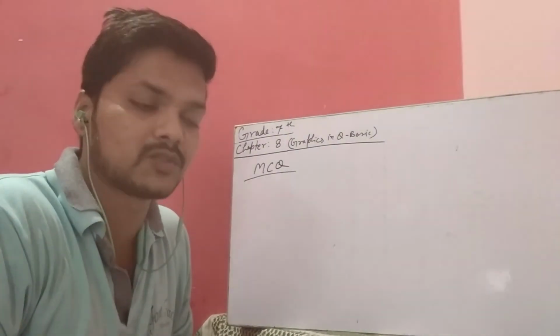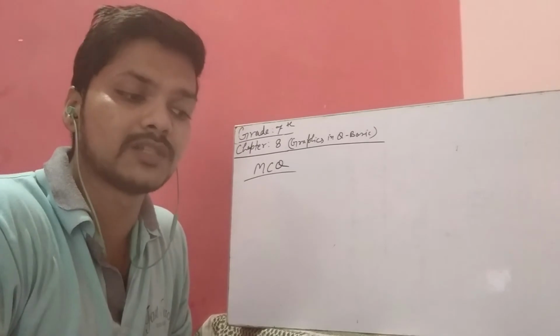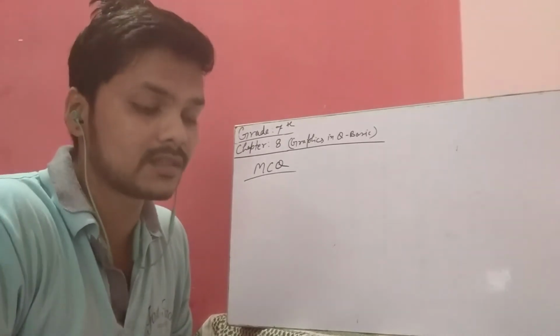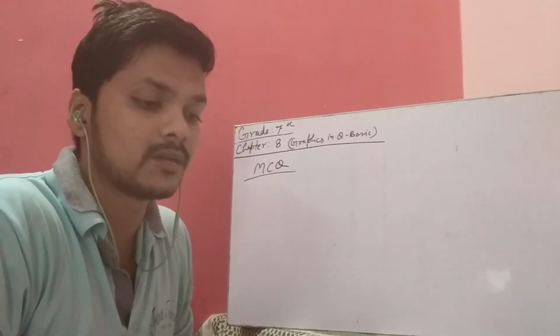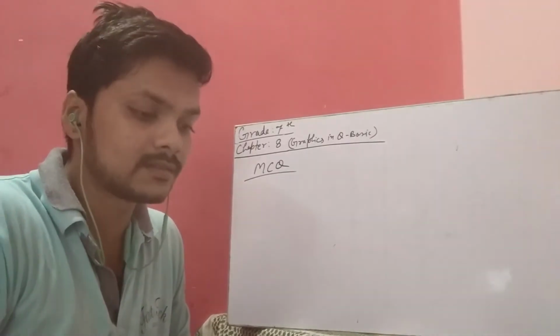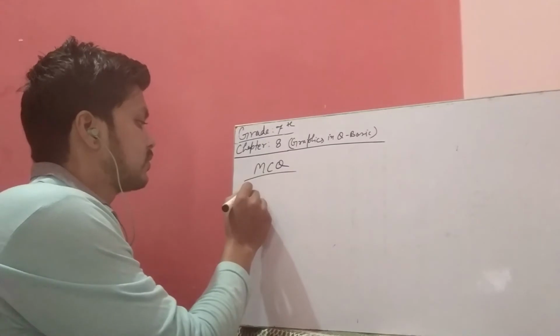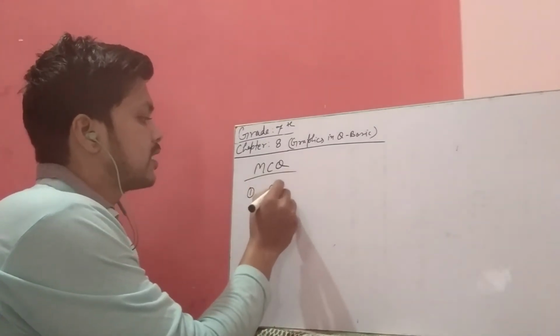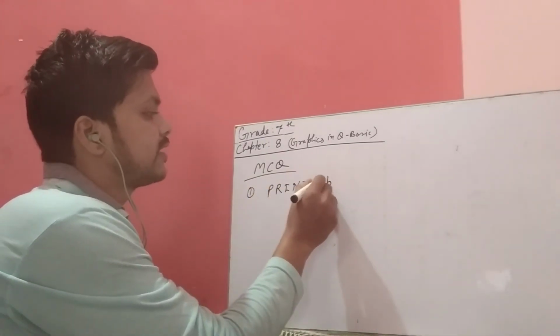Now come to the next page of this chapter where MCQs, multiple choice questions, are here. So the first question is, which statement displays the message or output of a program? The answer is the PRINT statement. First we have to write PRINT in this MCQ, and that is option B.